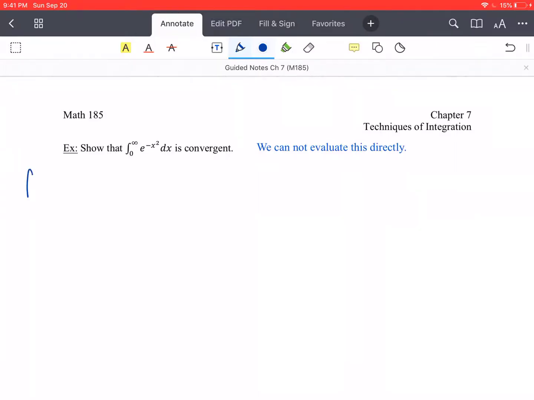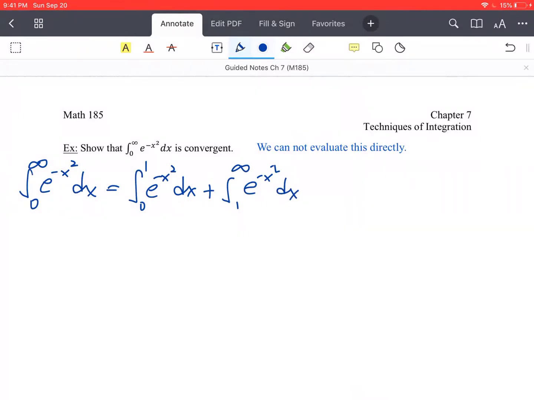So the first thing I'm going to do is I'm going to get the integral from 0 to infinity of e to the negative x squared dx. I'm going to split that into the integral from 0 to 1 plus the integral from 1 to infinity. Okay. And I'm going to look at this in pieces now. So the first piece and then the second piece and try to see if I can show that these are convergent. Now the first integral from 0 to 1 of e to the negative x squared dx, this one is obviously convergent. Okay? There's no way around that.